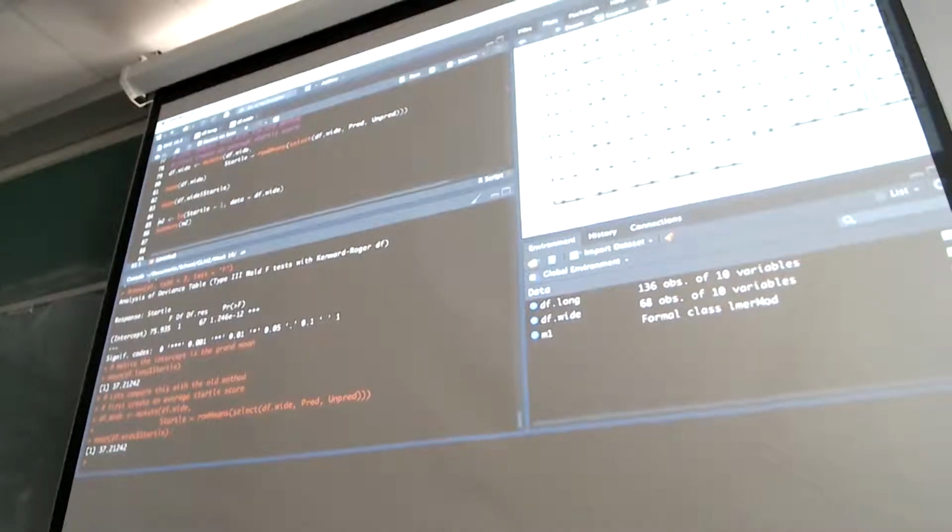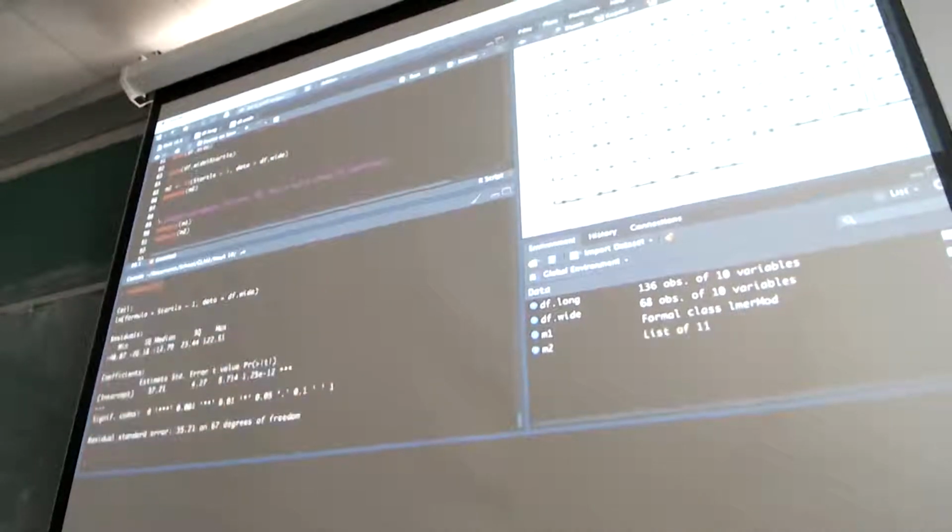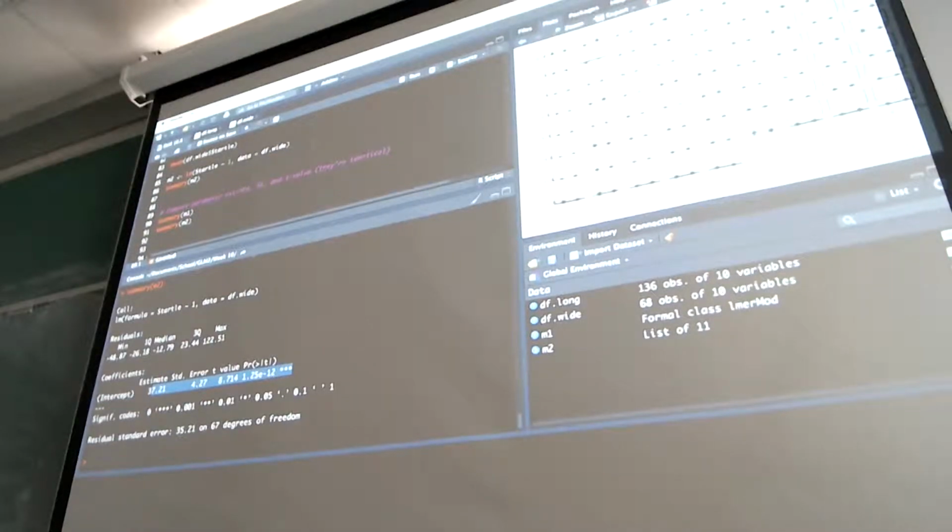Now that I have this startle variable that was a manually computed mean, if I create a model using lm instead of lmer, because I'm using the wide data frame, and do an intercept only model for that average and look at the summary, it's the exact same, 37.21. The standard error is the same, the t-value, everything is the same between them.